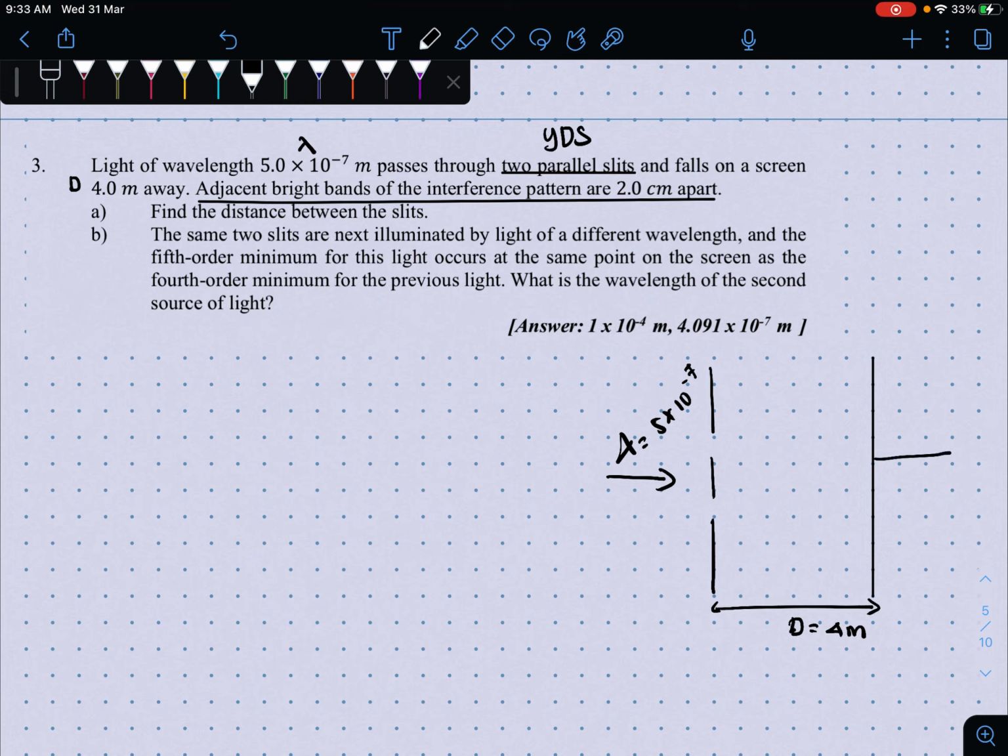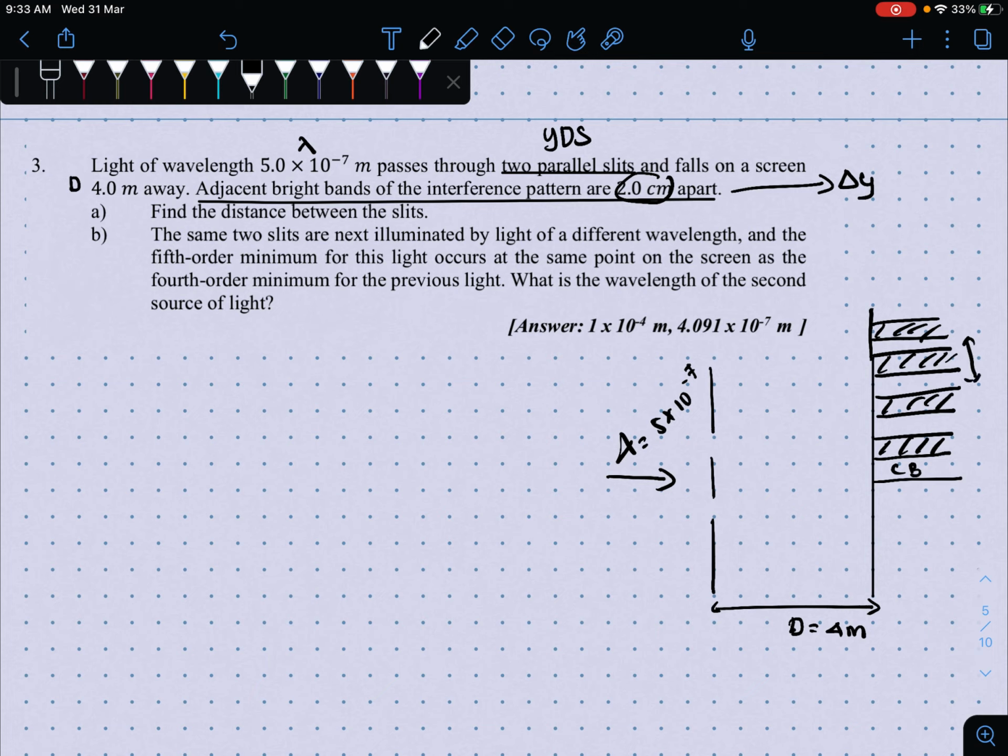So what is going to happen for Young's double slit? You're going to have a central bright here, and then you're going to have your first dark fringe, first bright fringe, second dark fringe, second bright fringe, third dark fringe, and third bright fringe, and so on, and it continues. So 2 centimeter is what we call delta y. Delta y is the distance between any two adjacent bright fringes. So the distance between bright and bright is what we call delta y, the adjacent distance.